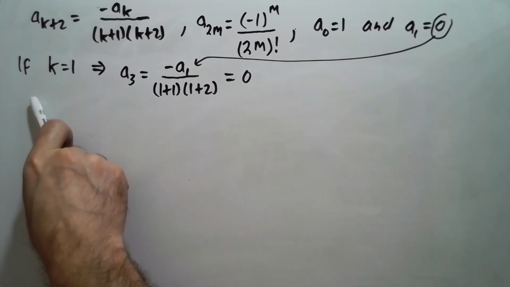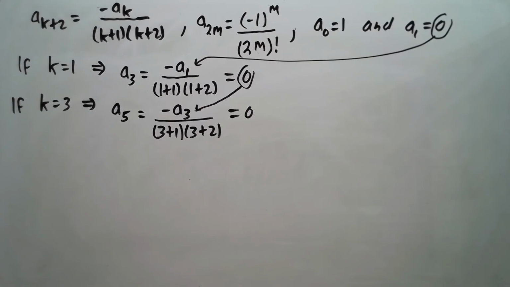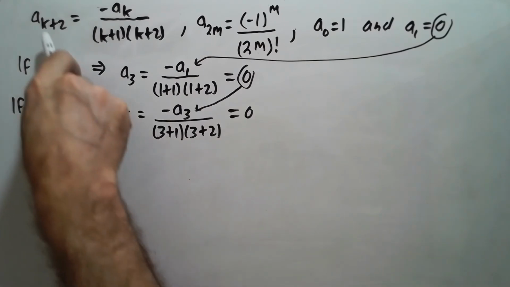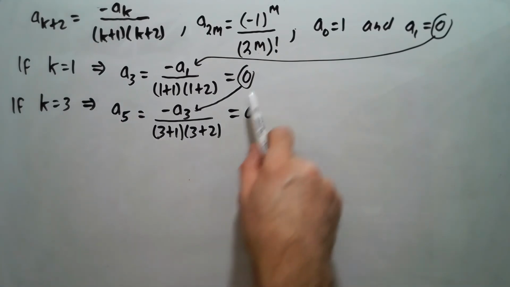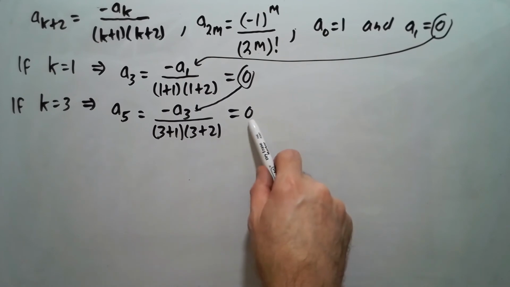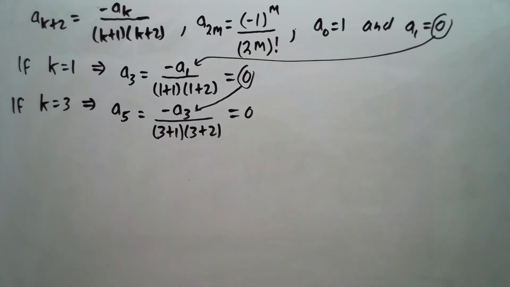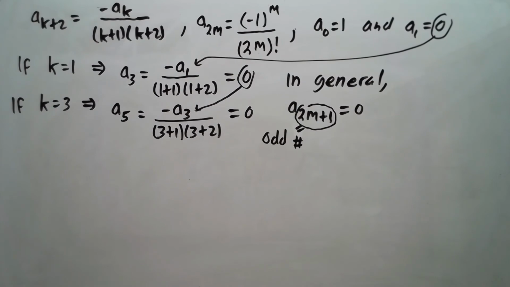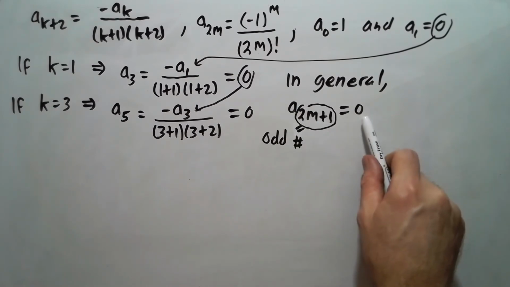And let's do, say, when K is 3 next. Okay, so when K is 3, then putting 3 here, A5 equals negative A3 over (3 plus 1)(3 plus 2). But A3 was 0, so it's going to make A5 0. So you can see it's going to keep being 0 for all these odd terms. So in general we can say that A of 2m plus 1, that just means an odd number, is 0.